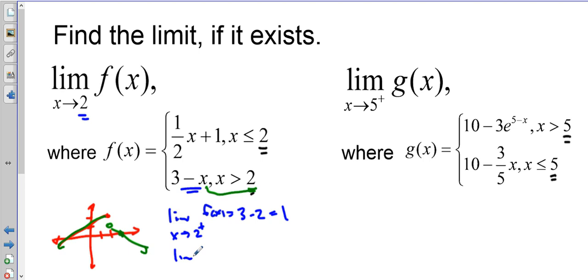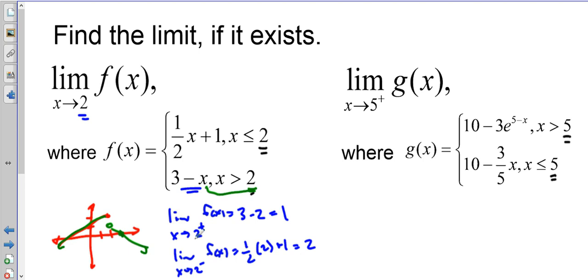Now, if I take the limit as x approaches 2 from the left of the same function, I have to plug in this 2 to the left, which is all x values less than that. So I have to plug this 2 into this function. So I have 1/2 times 2 plus 1. And what we have right there is going to equal 2.